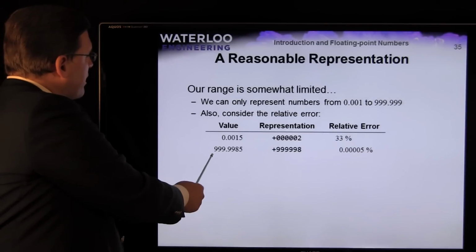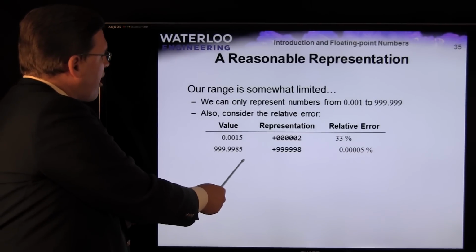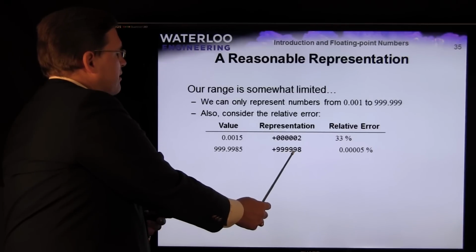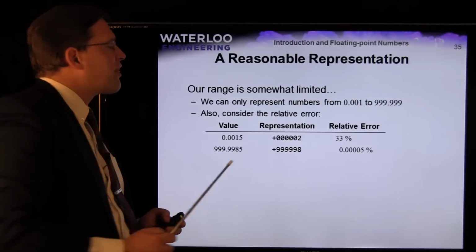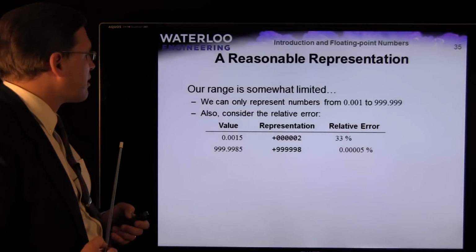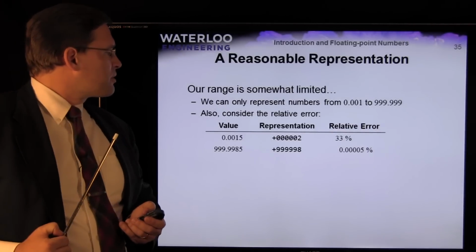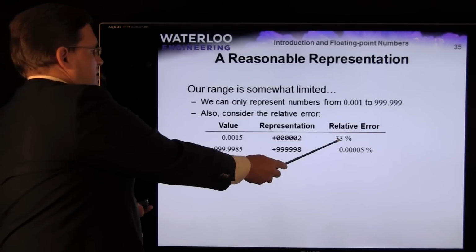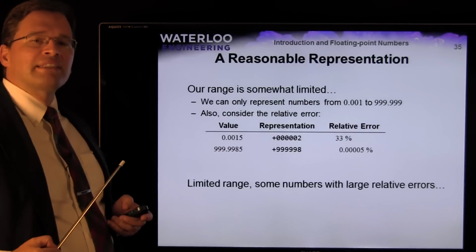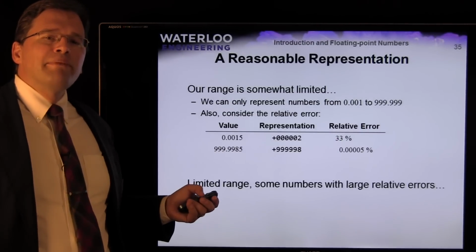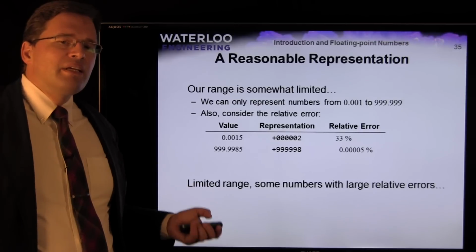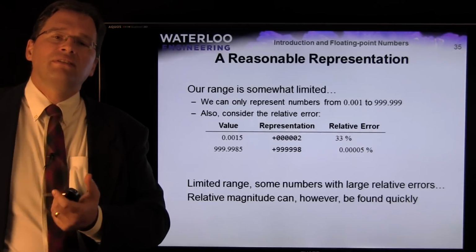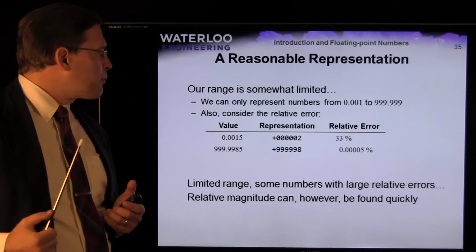On the other hand, 999.9985 can be represented by 999998, and that has a relative error that's very small. The percent relative error is 0.00005. That's really good. Unfortunately, that error is probably unacceptable. So we have limited range and other issues. Now, one nice thing is, on the other hand, relative magnitudes can be computed quite quickly.